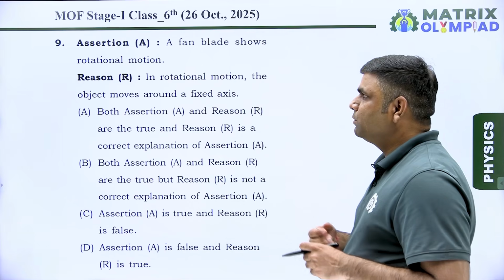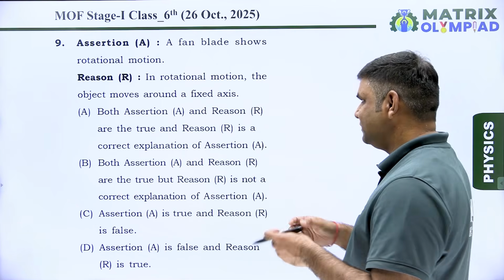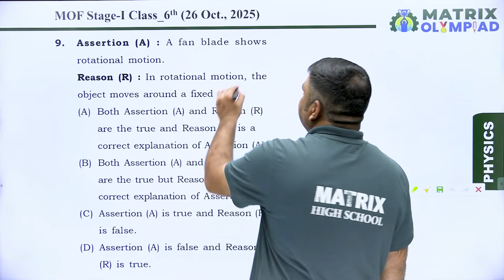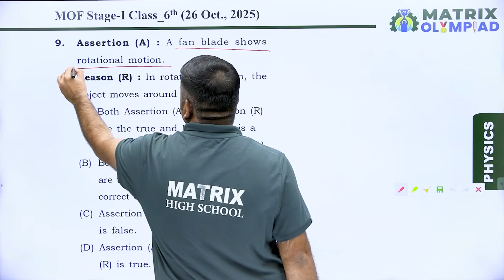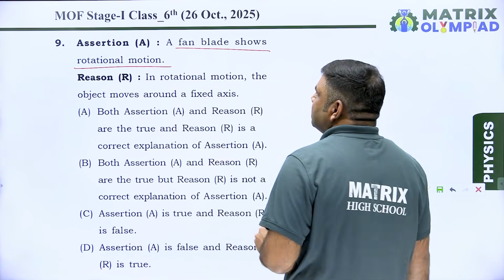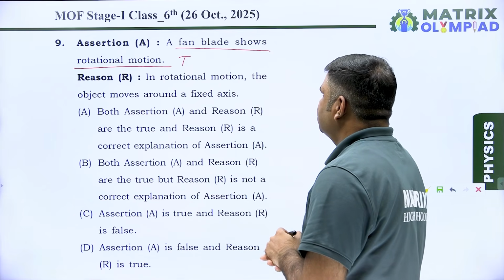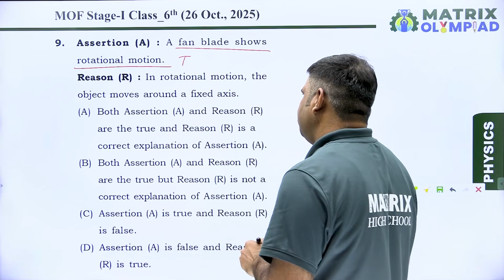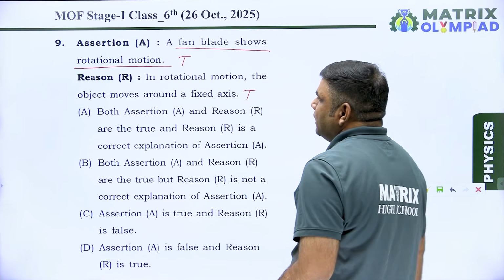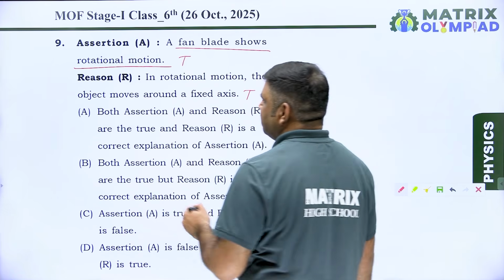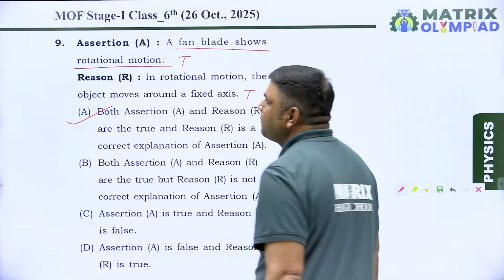Move to the next question, question number 9, which is based on assertion and reason. The assertion is, fan blades show rotational motion. Yes, true. Reason, in rotational motion the objects move around a fixed axis. Also true. And the reason is a correct explanation of the assertion. So our correct answer will be option A.